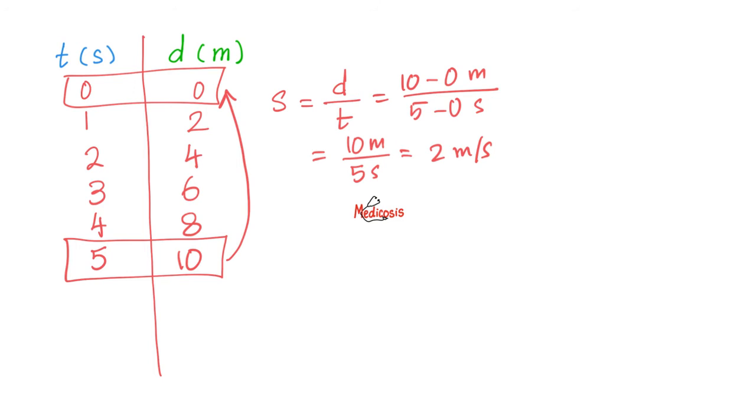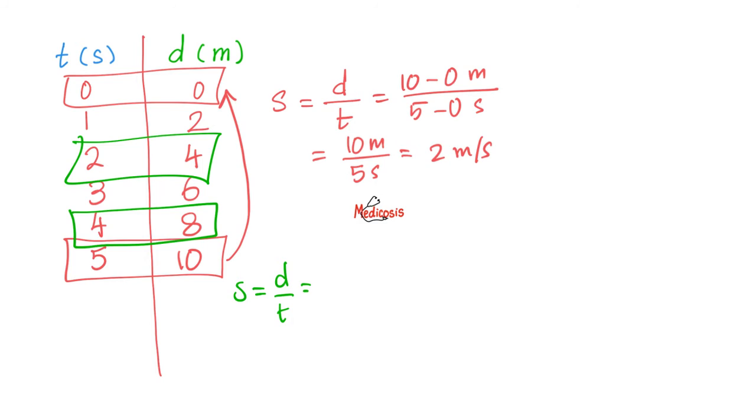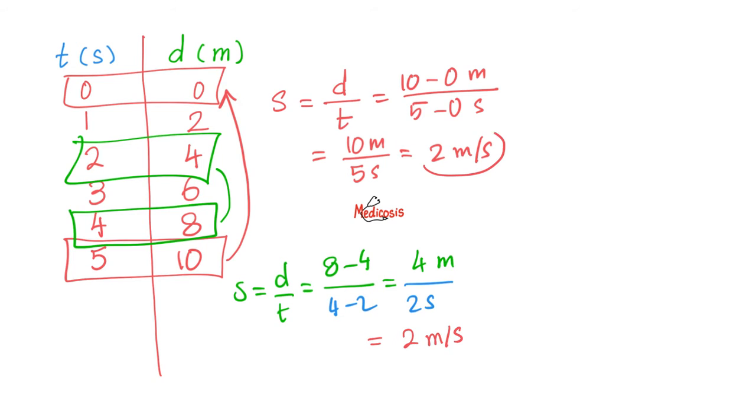What if instead of taking these 2 points as points of reference, let's focus on this point and that point. Let's calculate the speed. So what's the change in distance and what's the change in time? The change in distance is 8 minus 4, and the change in time will be 4 minus 2. 8 minus 4 meters is 4 meters. 4 minus 2 seconds is 2 seconds. 4 divided by 2 is 2 meters per second. Guess what? It's the same speed as above, which means it's a uniform speed. Uniform, yeah, not variable.